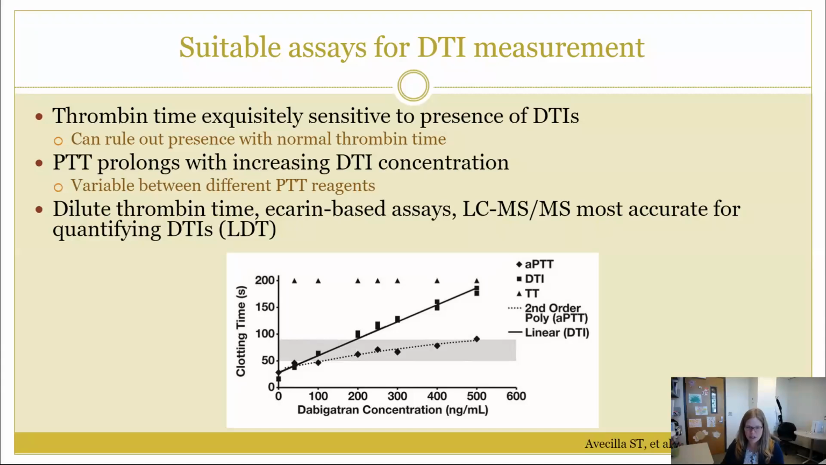Here is a figure from a paper published quite a while ago now, showing the relationship between 3 different clot-based assays: the PTT, the thrombin time, and the dilute thrombin time, labeled here as DTI. It's showing that the thrombin time is too sensitive. It basically is maxed out, even with just a little bit of dabigatran present. The PTT does increase, but it's not a linear or a very steep curve. And finally, the dilute thrombin time provides the best performance for dabigatran specifically.